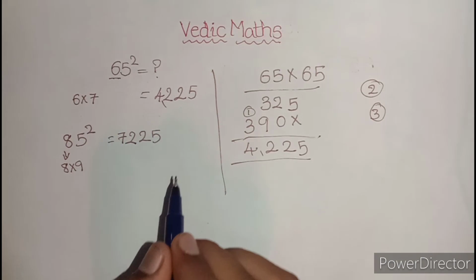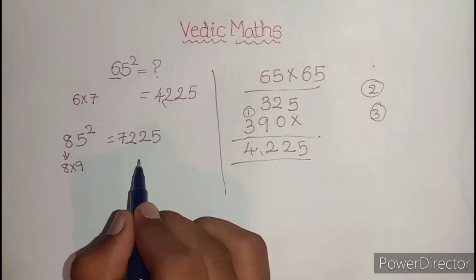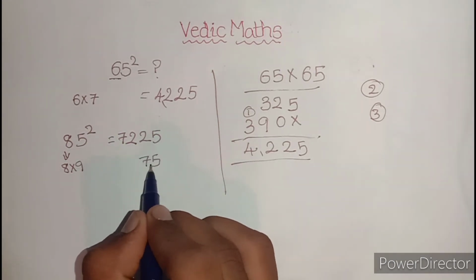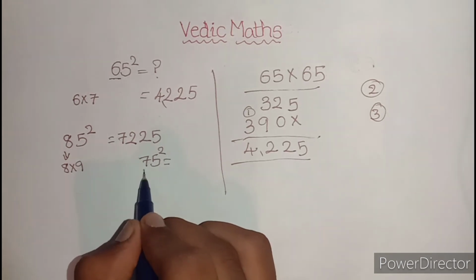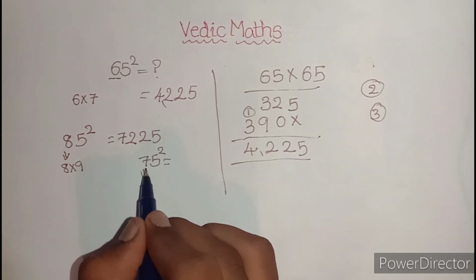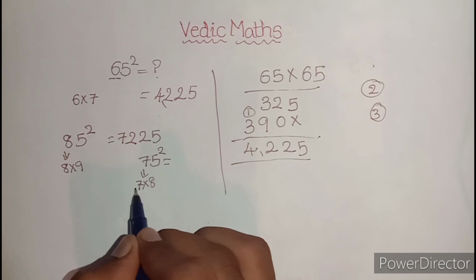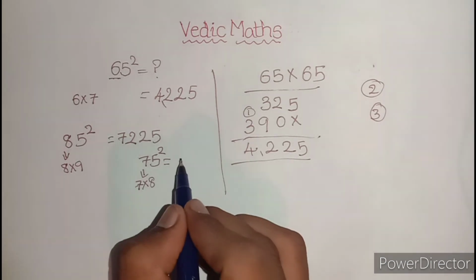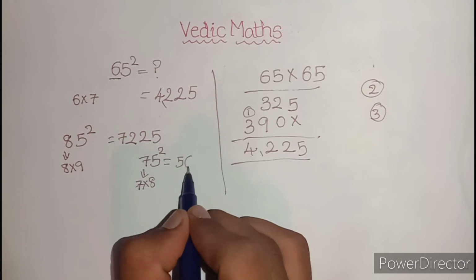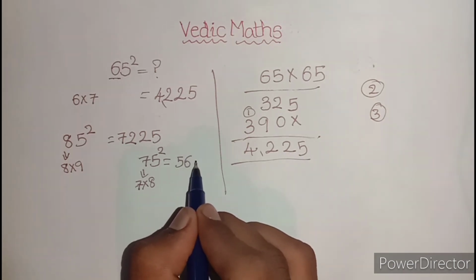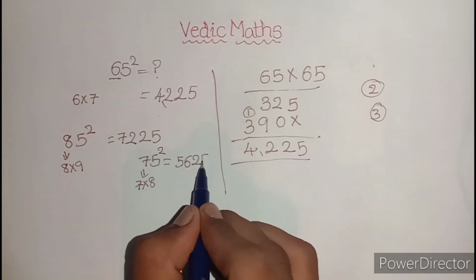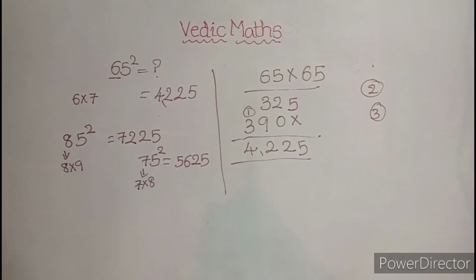See friends, how easy. See one more example, 75 square. So the number before 5 is 7. 7's successor is 8. 7 8s are 56. And at the end we have to write 25. See friends, how easy. I think all of you understand this trick.